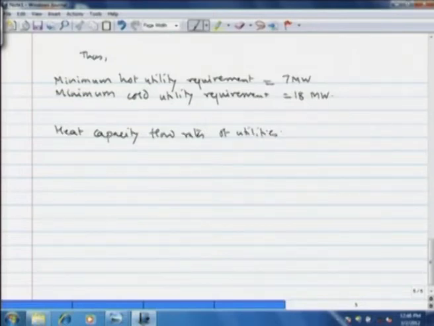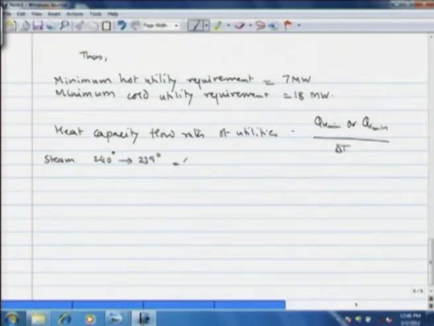The heat capacity flow rates is the QH min or QC min divided by the temperature interval of that particular utility. For steam, which is hot utility, we have supply of 240 and target of 239, so that gives delta T equal to 1 degree centigrade. And for cooling water, which is cold utility, we have supply of 20 degrees centigrade, target of 30, so that gives delta T equal to 10 degrees centigrade.